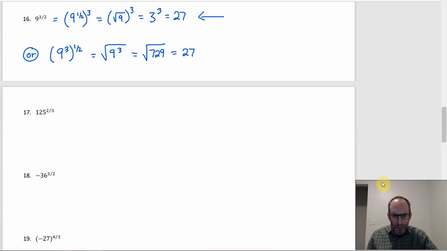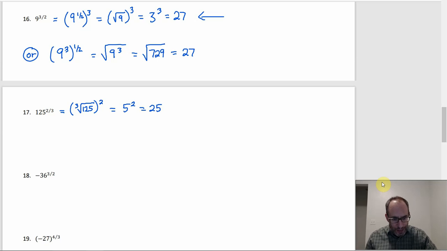So the 125 to the 2/3, I would think of that as being the cube root of 125, which is then squared. And the cube root of 125 is 5, so that's 5 squared, which is 25. And this one you could really see it. If you did it the other way, you'd have to square the 125, whatever that is, and then take the cube root. So that seems a lot harder.